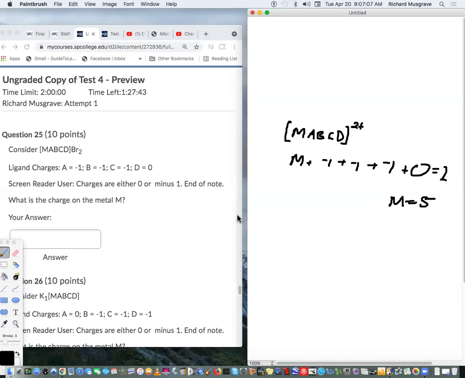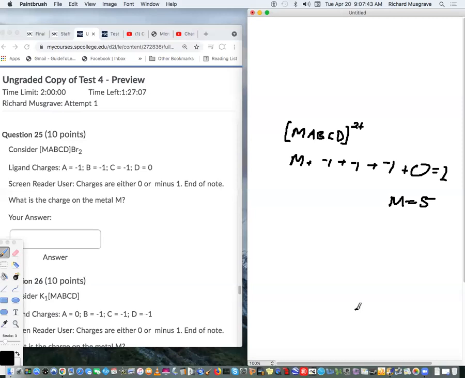Any questions? How do you feel about M being 5? Wait, I have a question. Yes. So Br is a negative 1 charge. Yes. So it would add up to negative 2. Yes. Like it would be M plus negative 3 equals negative 2. No, because if Br2 is negative 2 total, right, it means everything in square brackets is plus 2 to balance it out. Oh, okay. So it would equal the same number but the opposite sign.